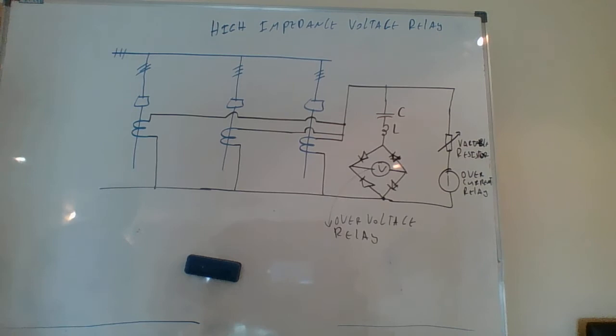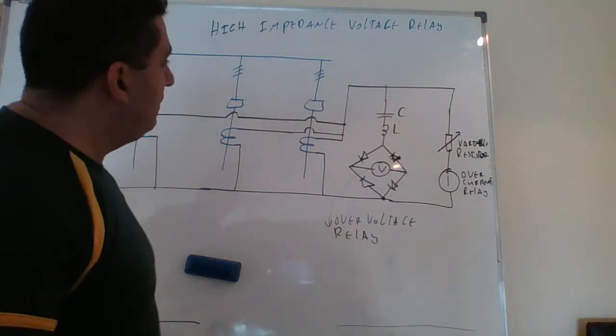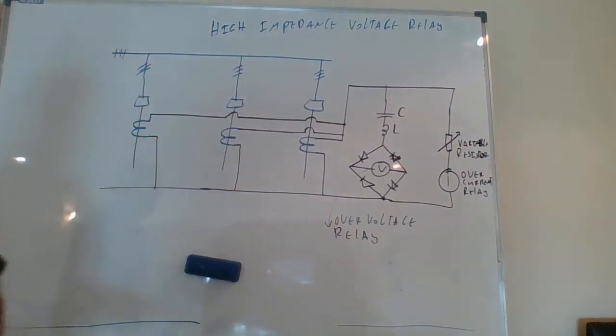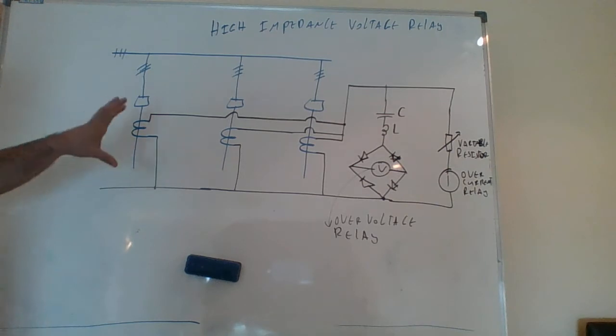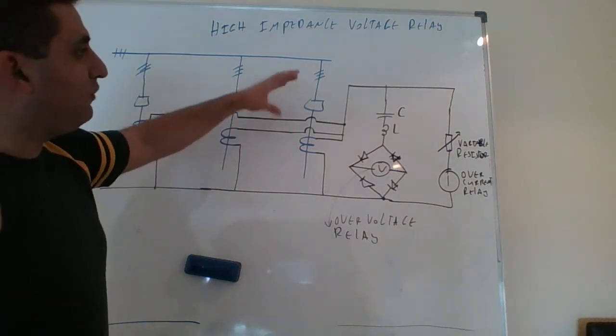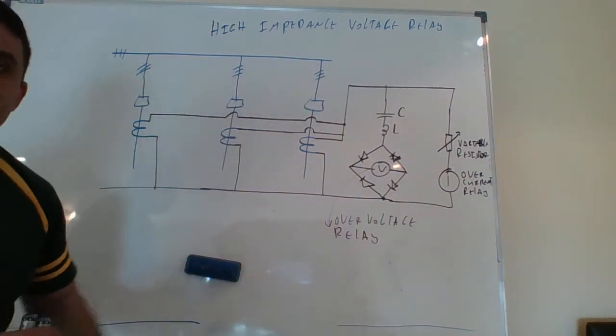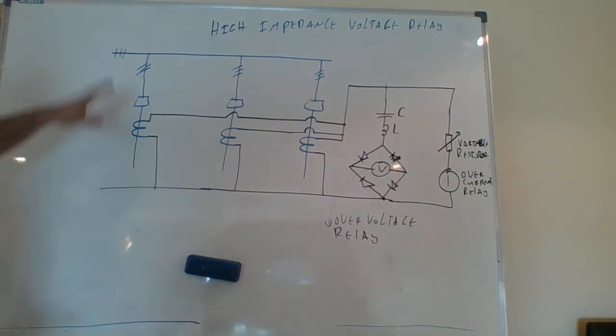Now, how does the relay operate? The relay discriminates between internal and external faults by the relative magnitude of the voltage across the differential junction point. How does the system work? All it does is discriminate the voltage magnitude across the differential junction, whether the fault is internal or external. We are going to see an example. So that's what a high impedance voltage relay is.